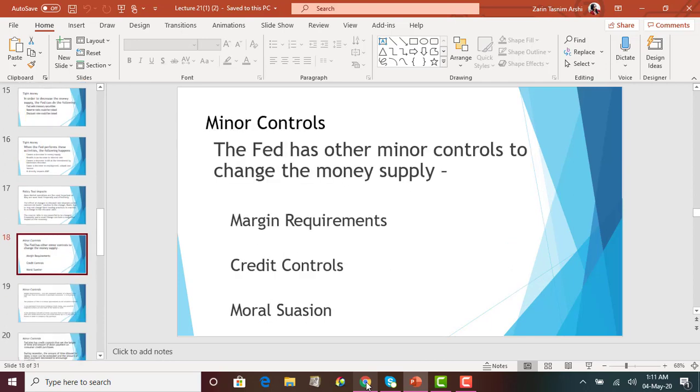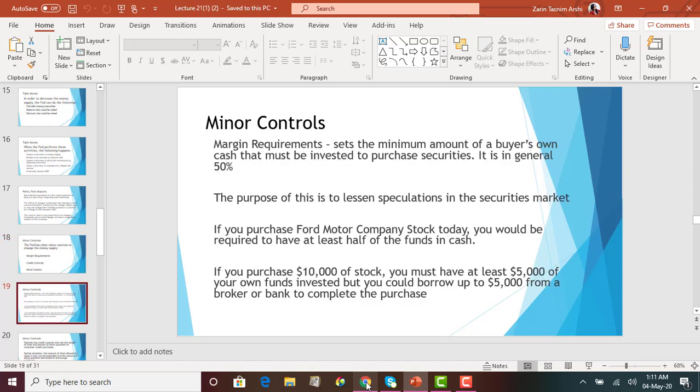So now we're going to talk about the minor controls. And again, if you remember, in the beginning of the video lecture I talked about the three minor controls. Those are the margin requirements, the credit controls, and moral suasion. So what is margin requirement? Margin requirement basically sets the minimum amount of buyers' own cash that must be invested to purchase securities.